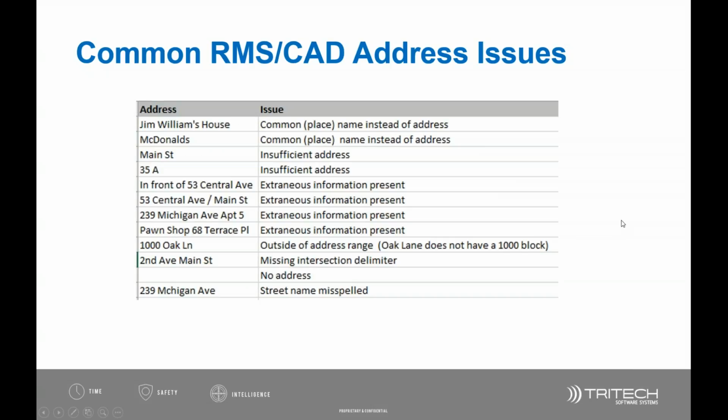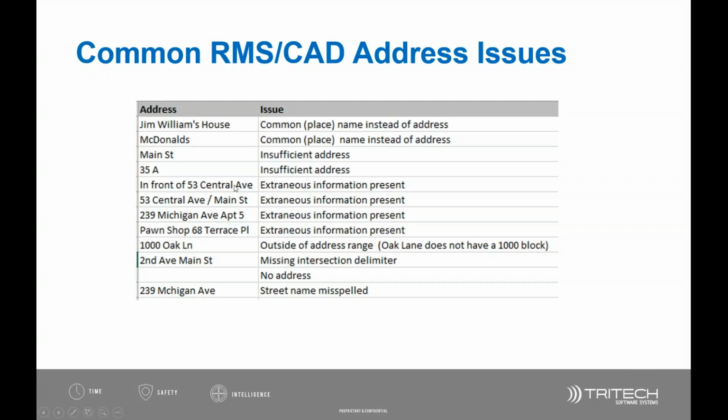I'm going to jump over to the next slide here, and then we can take a look at some examples of that. So the big one at the top, common places, instead of the address, things like Jim Williams' house or McDonald's. Those are common. A lot of times we'll see a street address with no house number, either in the house number field or in the street address field as well. Or it might just have part of an address, or a partial address, like 53rd Central Avenue, or 53 Central Avenue, excuse me.